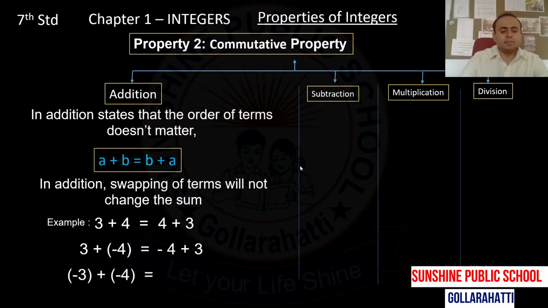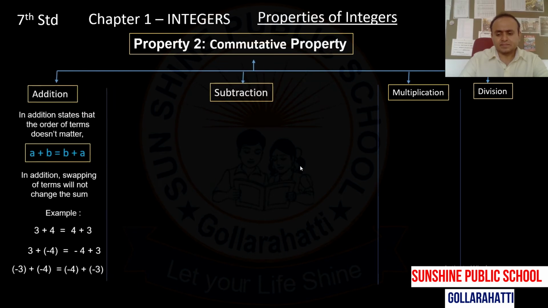And minus 3 plus minus 4. If you add the negative integers, so minus 3 plus minus 4, even when you add two negative integers, swapping of the terms will not change the sum; the answer will be the same. So let us see commutative property under subtraction.